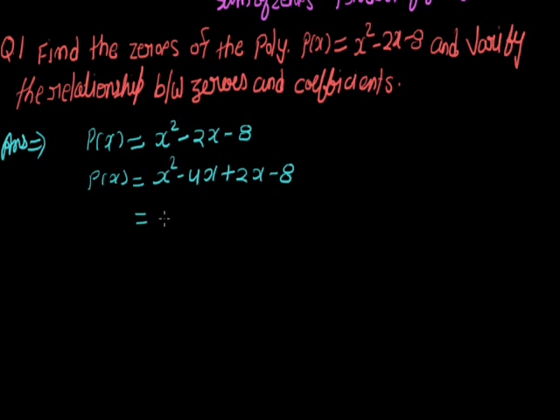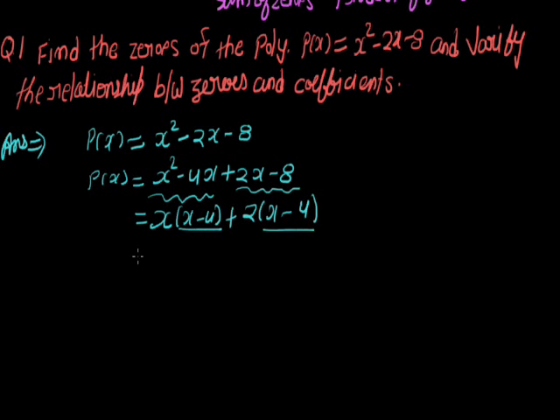Okay, now in the first two terms x is common, so x into x minus 4, and in the last two terms we are getting 2 as the common factor, 2 into x minus 4. Now in both the terms, x minus 4 is the common factor. So p of x can be written as x minus 4 into x plus 2.